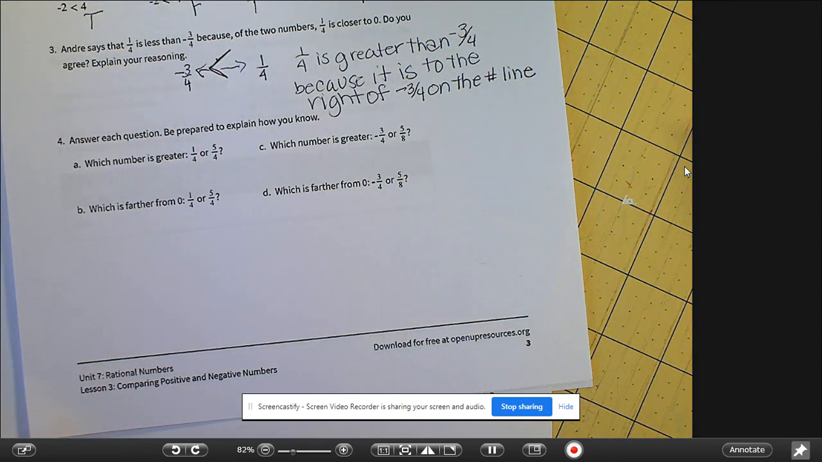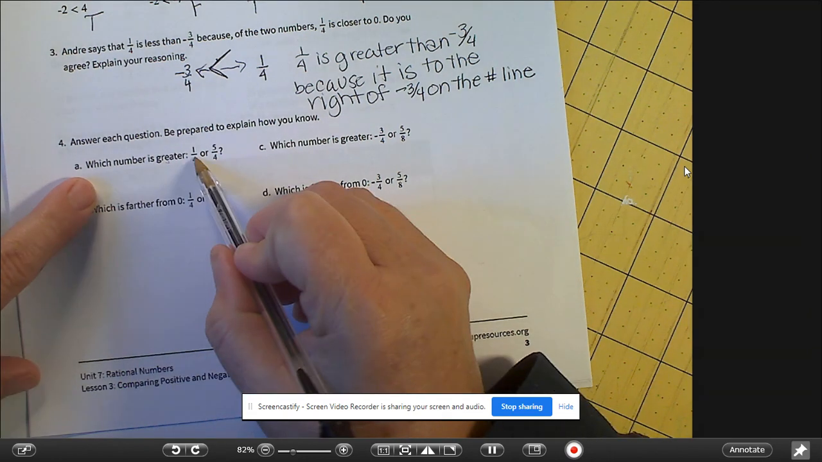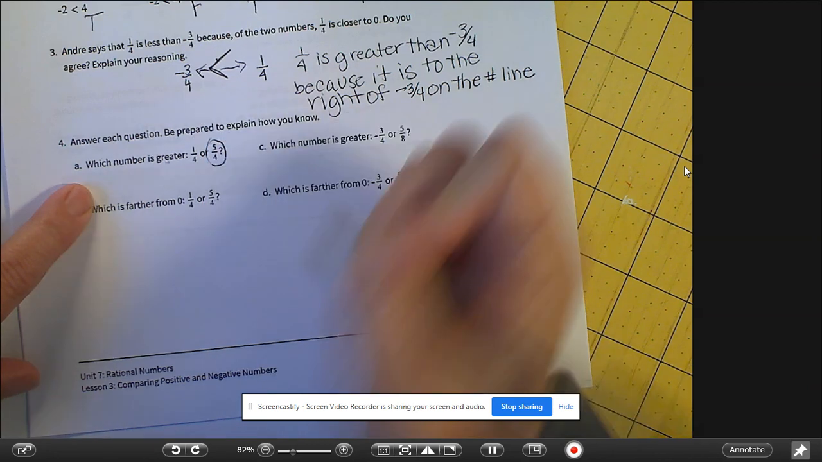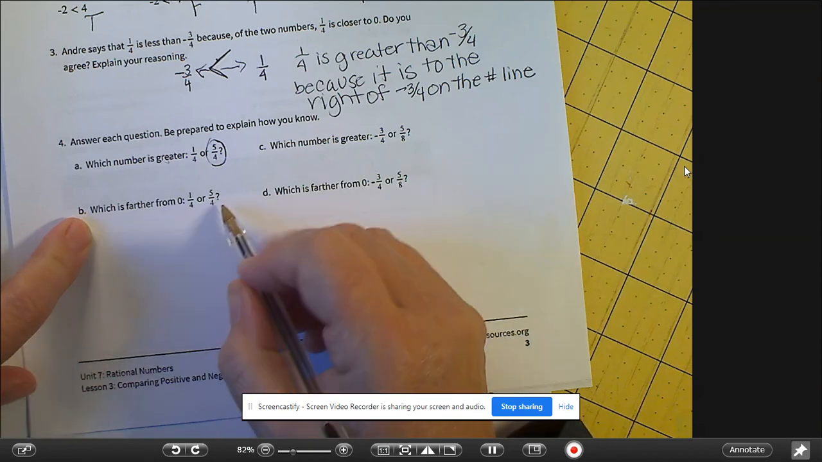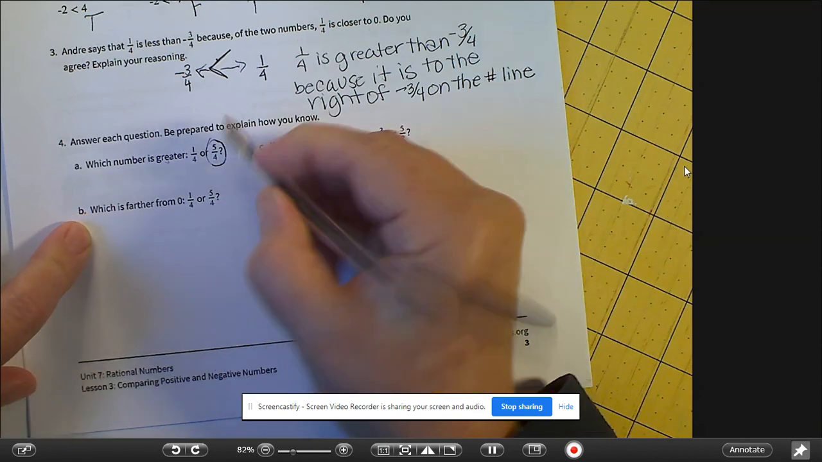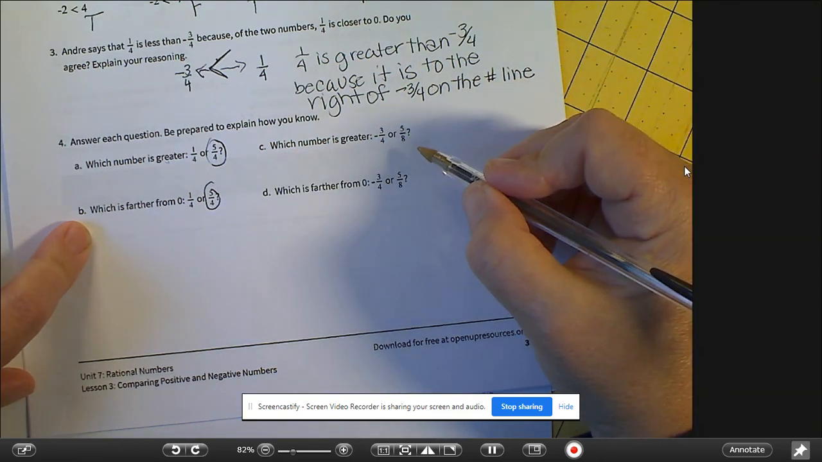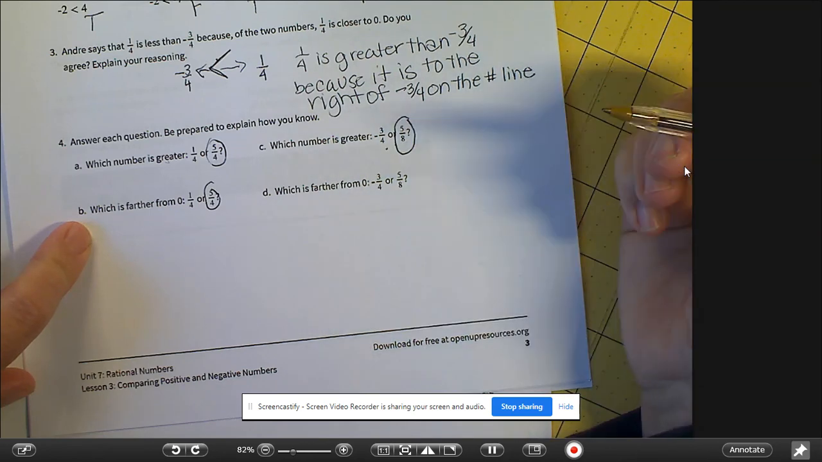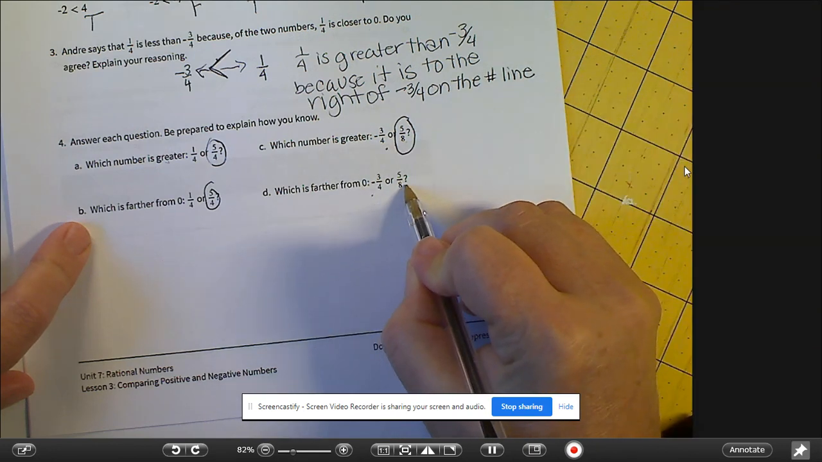Answer each question and be prepared to explain how you know. So which number is greater, 1/4 or 5/4? So this is 1 and 1/4. So this is going to be greater. Which is further from 0, 1/4 or 5/4? This is going to be further to the right. 5/4. Which number is greater, negative 3/4 or 5/8? 5/8 because it's positive. And which is farther from 0, negative 3/4 or 5/8?